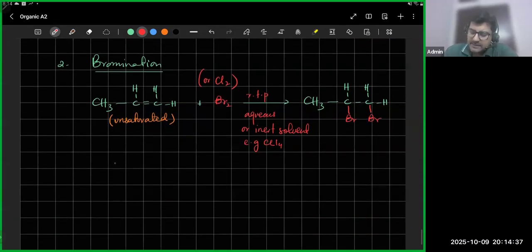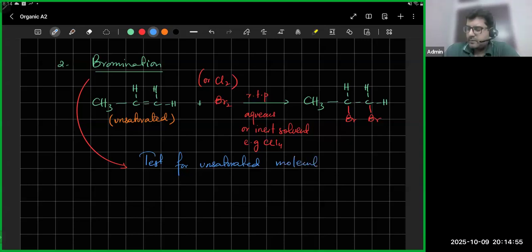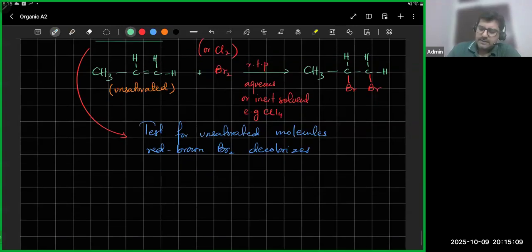The importance is that it's used as a test for identifying unsaturated molecules. So, test for unsaturated molecules, and the result is that the red, brown, or orange bromine decolorizes. So, okay, number 3, that's hydration.